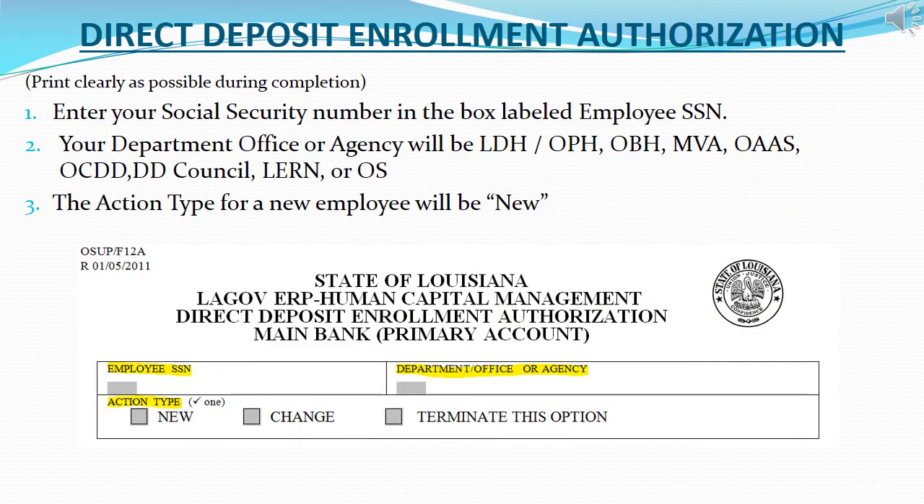1. Enter your Social Security number in the box labeled Employee SSN. 2. In the Department Office or Agency box, first write the initials LDH, / your specific agency. For example, your agency would be one of the following: OPH, OBH, MBA, OAAS, OCDD, DD Council, LEARN, or OS. Your HR liaison can assist if you're not sure. 3. The action type selection for a new employee will be new.